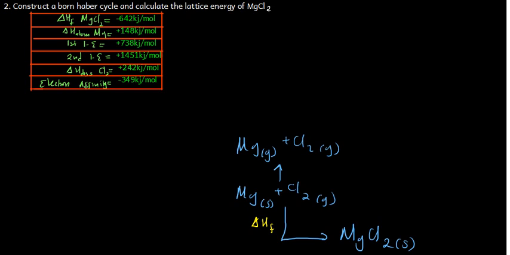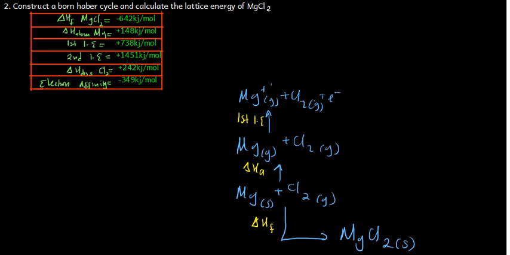So the energy required for this to happen is called the enthalpy of atomization of magnesium, or the enthalpy of sublimation of magnesium. And after this happens, now the magnesium can lose the first electron to become magnesium plus in gaseous state. Then you've got chlorine gas, and then you have 1 electron lost. So the energy required for this to happen is called the first ionization energy, to lose the first valence electron.